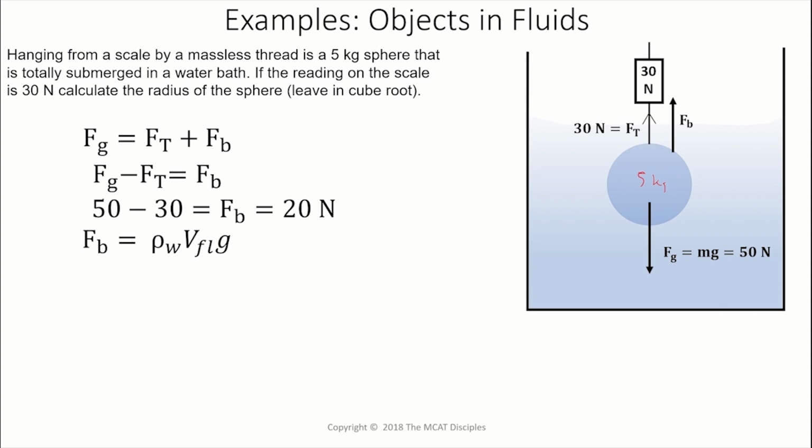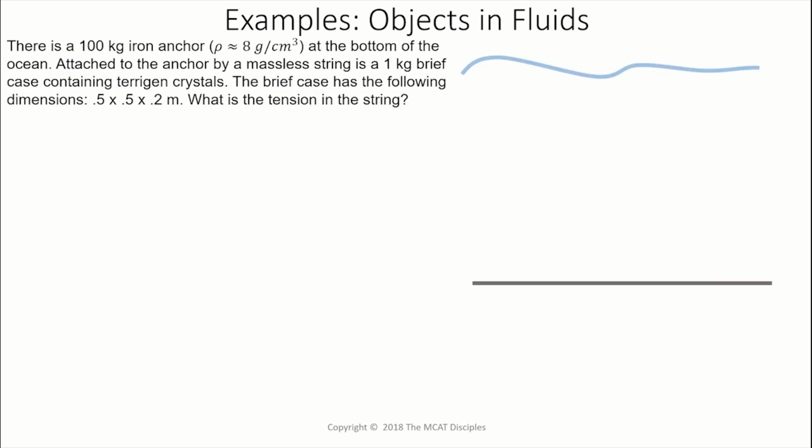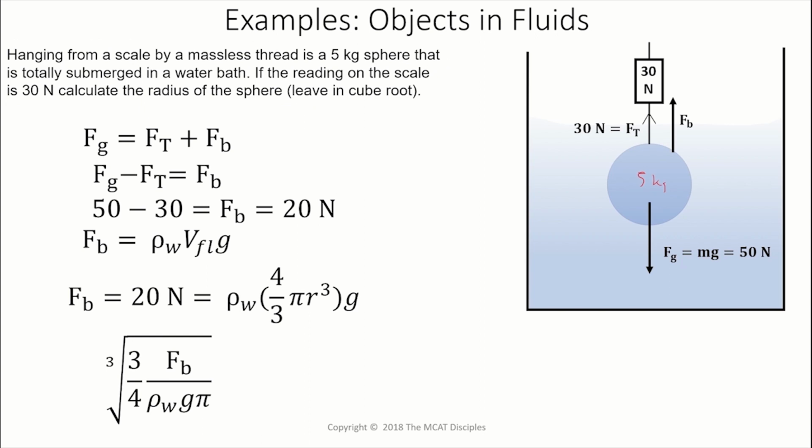And we calculate then the buoyant force. We say the buoyant force is equal to rho of the water times the volume of fluid displaced times gravity, where the volume of fluid displaced is equal to the volume of the object, which in the case of a sphere is 4/3 pi r cubed. And then you can solve for the radius, which is equal to this. Not too bad.